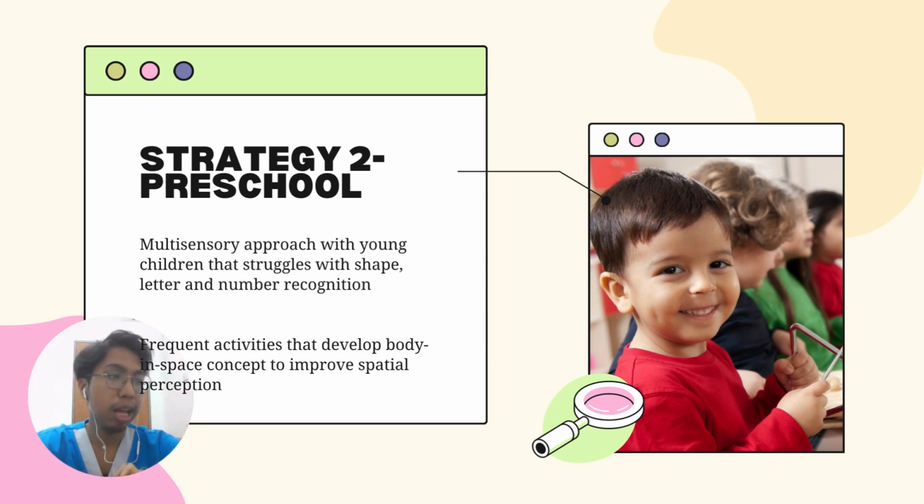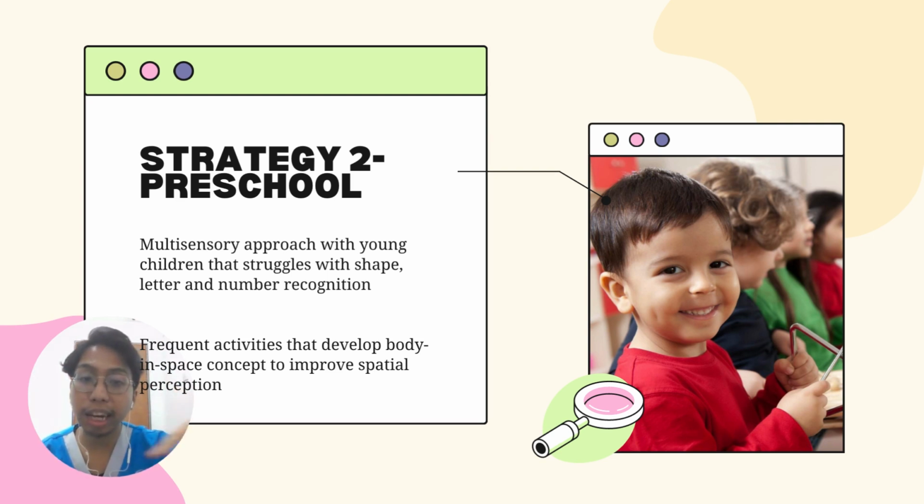For example, if you want to learn about a key, of course, you first need to touch it, right? When you touch, you understand the structure of the key. It has this pointy shape, and it makes a metal sound. So this is a multisensory approach for them to understand shape, letter, and number recognition in preschool.